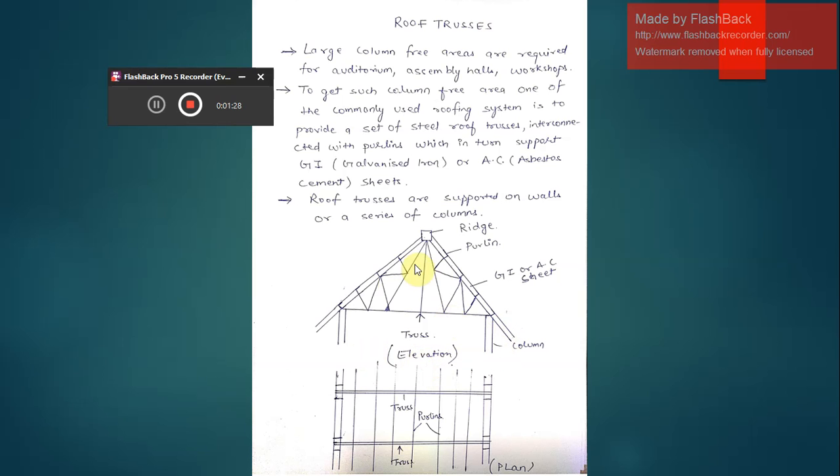This is the elevation of a roof truss. In the second figure you can see the plan. Here it is a truss and there is another truss. There is spacing between the two trusses, and as the purlins are transverse members to the top chord members, they are placed at right angles to these trusses.